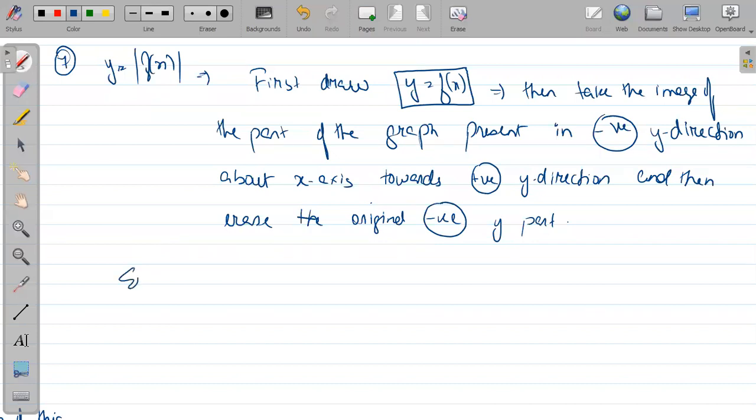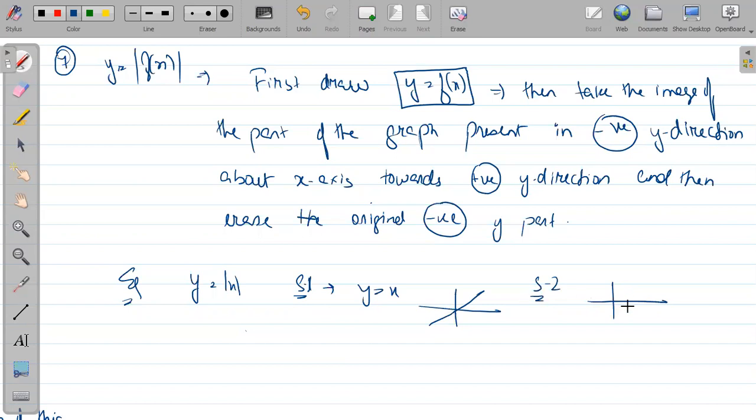Let's have an example. y equal to x. y equal to mod x, you already know how to draw. See, step 1 is what? y equal to x, I am drawing. What is y equal to x? Sir, this is the y equal to x graph. Step 2 is what?